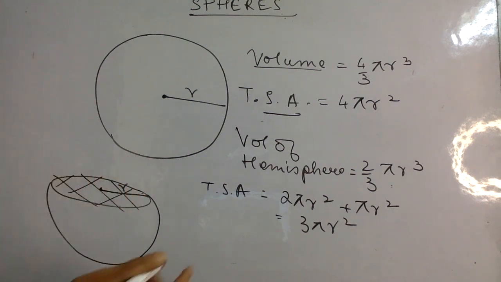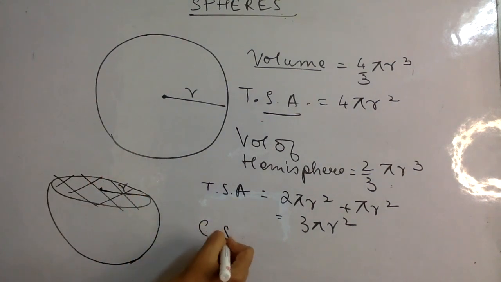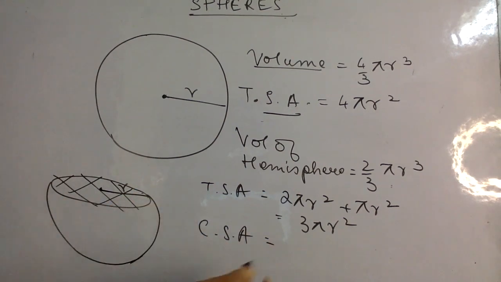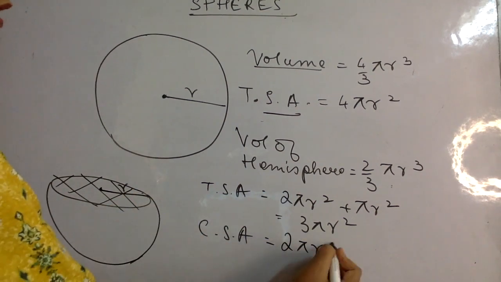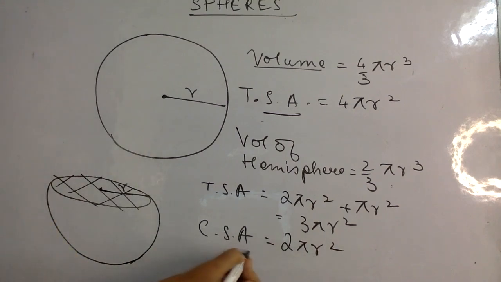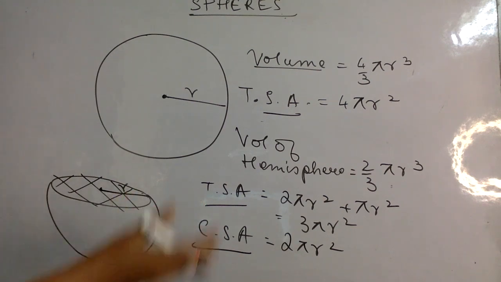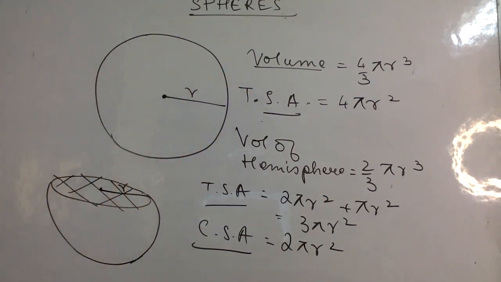Now coming to the curved surface area, if they ask only for the curved portion, this portion, then it comes to only 2 pi r square. So for a hemisphere we have a different curved surface area and total surface area, but for a sphere we have only the total surface area.